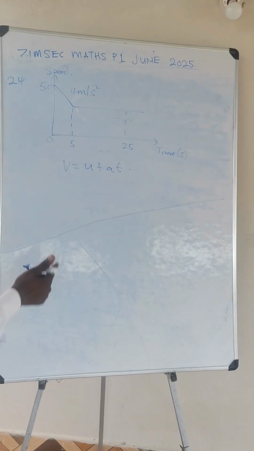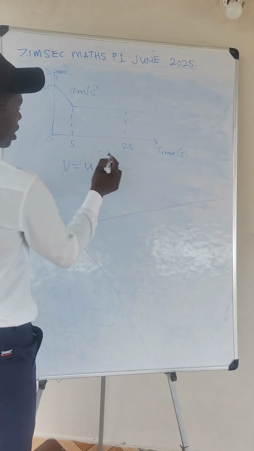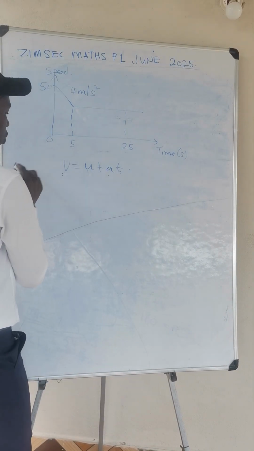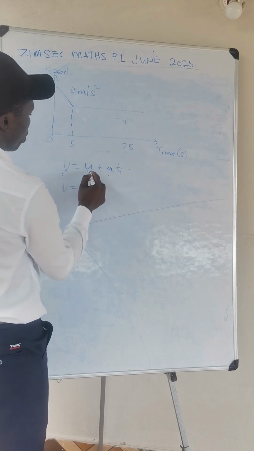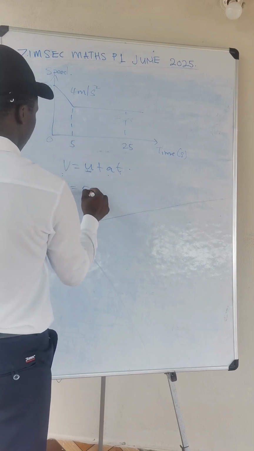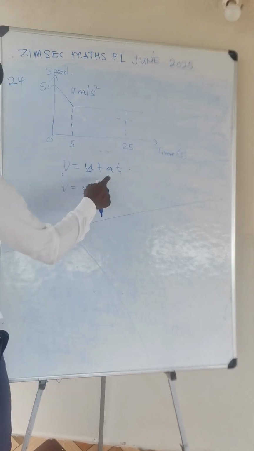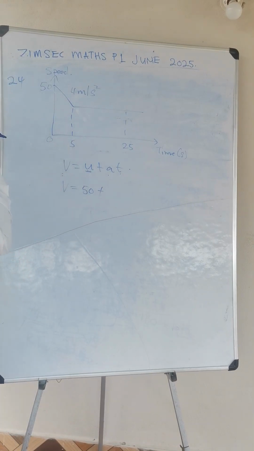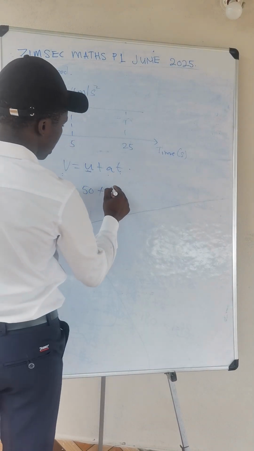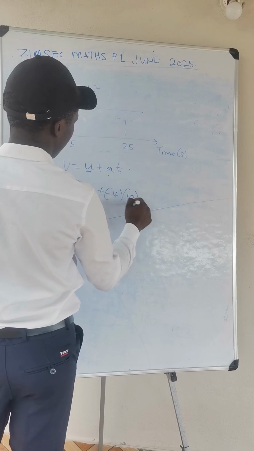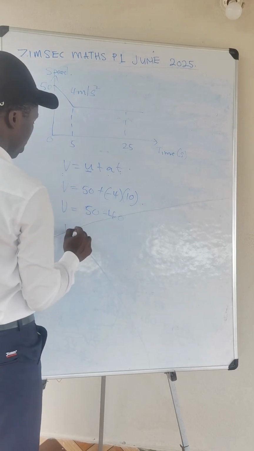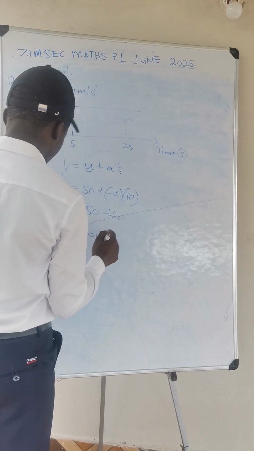Okay, this is the speed. This is the initial velocity, this is the final velocity, this is acceleration, this is the time. We are all given those things. What we don't have and what we have to find is this one. So V is equal to initial velocity, which is 50, plus acceleration. Here it is deceleration because it is decelerating, so it's negative acceleration. So it's minus 4 multiplied by 10. So V is equal to 50 minus 40. So V is equal to 10 meters per second.